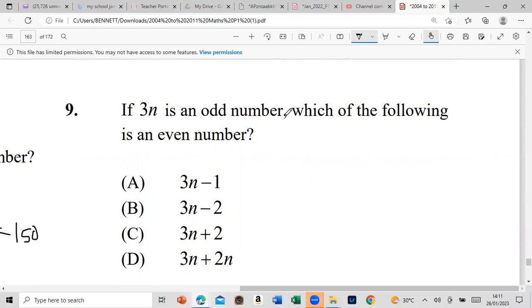If 3n is an odd number, which of the following is an even number? What's the answer for that, guys? Let's go. Type it in fast. 10 more seconds.